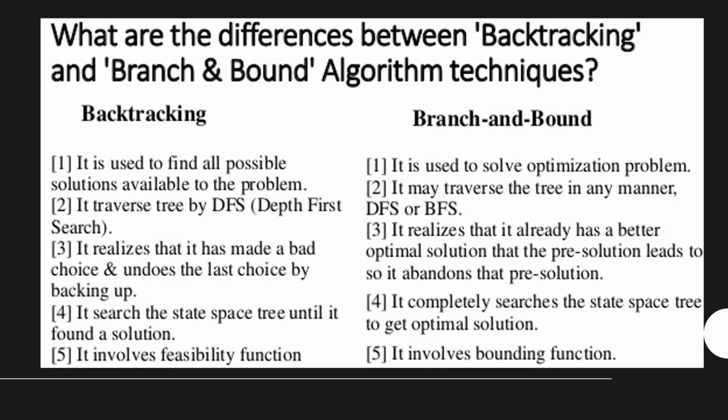Backtracking searches the state space tree until it finds a solution, right? In case of branch and bound, it completely searches the state space tree to get the optimal solution. In backtracking, we are going to find all the solutions, that means more than one solution. In branch and bound, the main intention is to find the optimal solution. Backtracking involves a feasibility function, and branch and bound involves a bounding function. So those are some of the differences between backtracking and branch and bound.